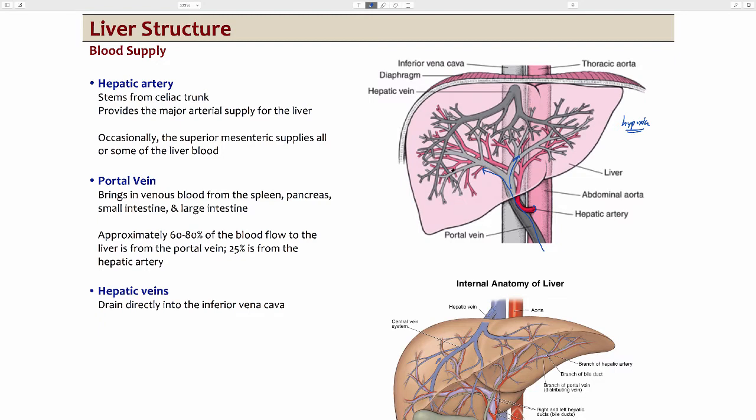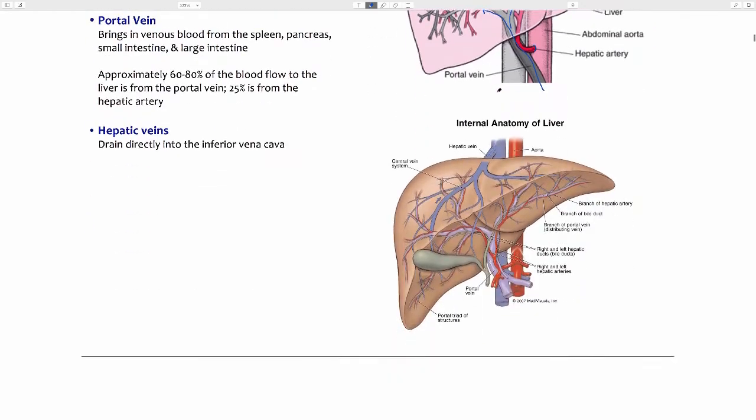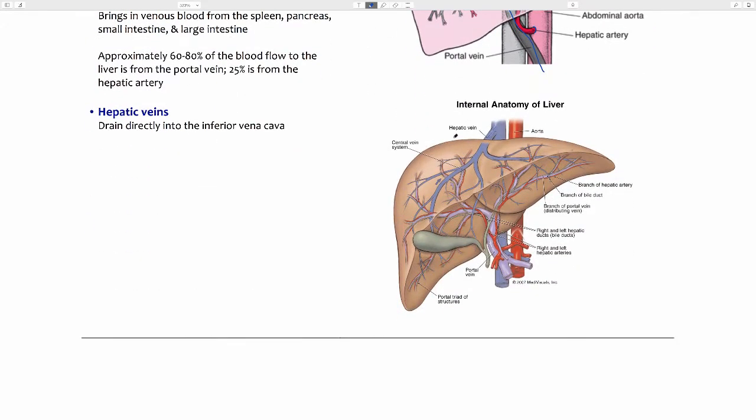The hepatic veins then, we'll look at the inner structure, but they're going to collect all the blood as it's filtered through the liver and deliver it back to the inferior vena cava. So that's the venous drainage of the liver. And I think we have a different picture down here. So you can see the portal vein coming in, the hepatic artery coming in. It branches here into right and left hepatic arteries, and then the hepatic veins draining into the vena cava.